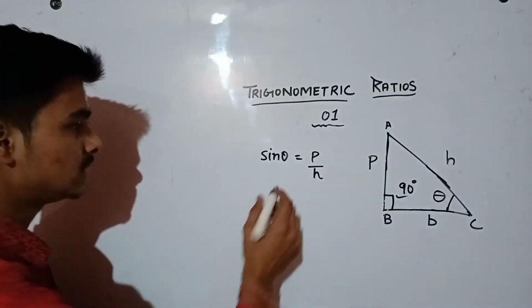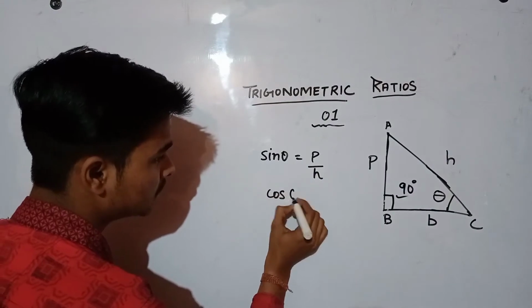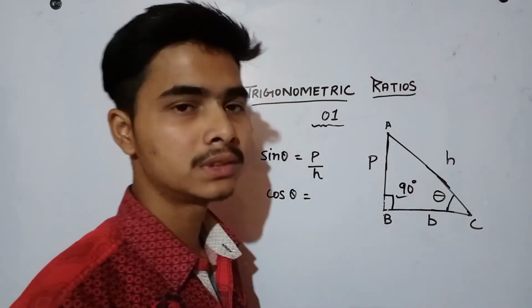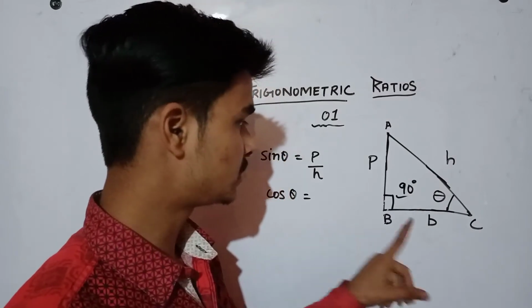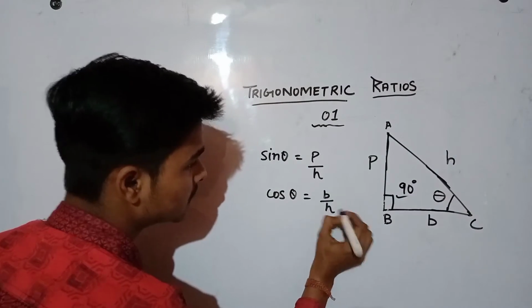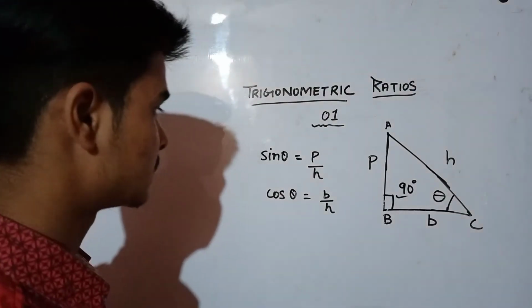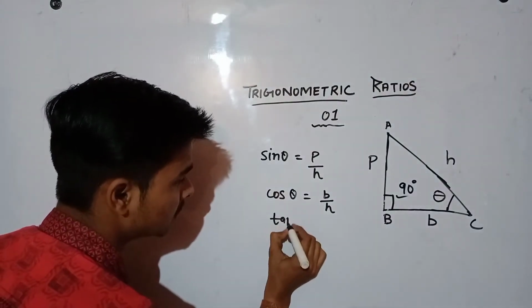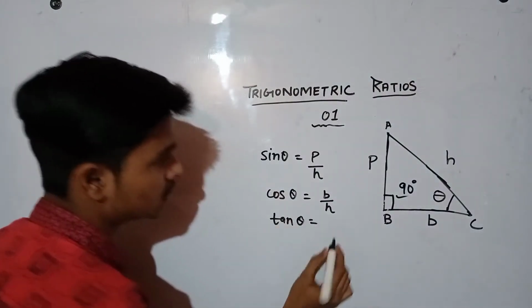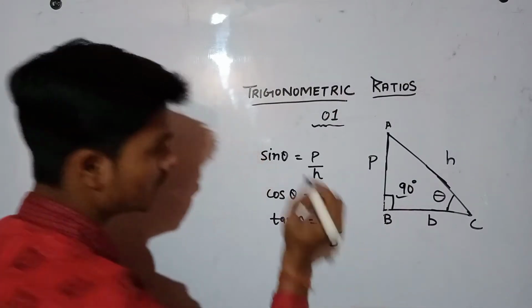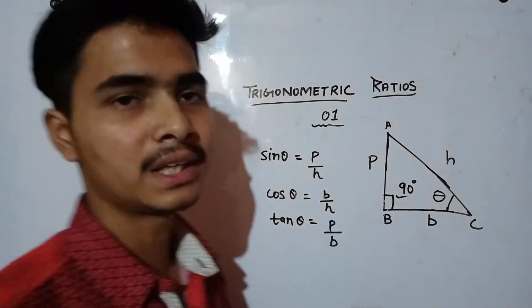The next one is cos theta. Cos theta is the ratio of base and hypotenuse of the triangle. So we will write cos theta as base upon hypotenuse. The next is tan of theta. Tan of theta is the ratio of perpendicular and base of this triangle: perpendicular divided by base.